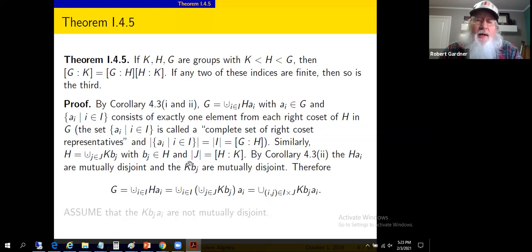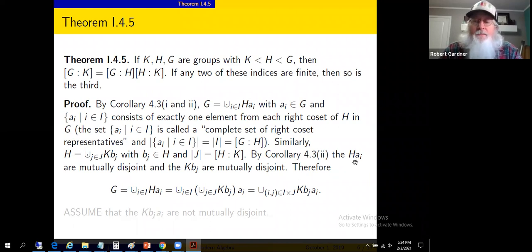Again, we'll get the cardinality of the indexing set J equals the index of K in H. One more time informally, there's the same number of indices as there are cosets of K in H. There's the same cardinal number of indices as there is the cardinal number of right cosets of K in H. Okay, so same idea recycled.